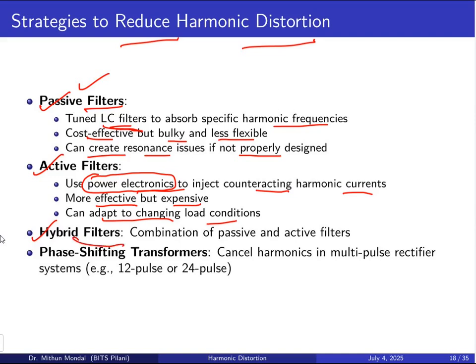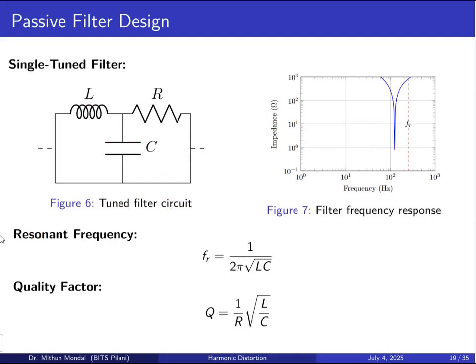Hybrid filters are the ones which are a combination of the passive filters and the active filters, and you have the phase shifting transformer. This is another strategy which can be used to reduce the harmonic distortion. It will be cancelling the harmonics in multi-phase rectifier systems, whether it is a 12 pulse or 24 pulse. So this is the phase shifting transformer.